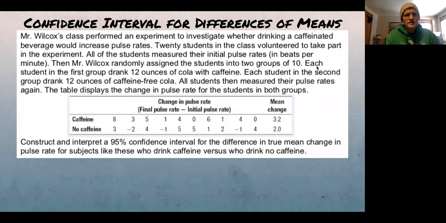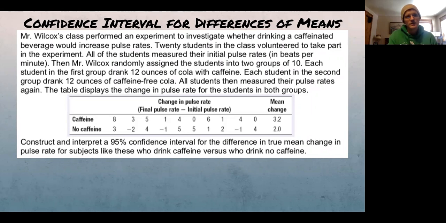Okay, so here's our scenario. Mr. Wilcox's class performed an experiment to investigate whether drinking a caffeinated beverage would increase pulse rates. 20 students in the class volunteered to take part in the experiment. All the students measured their initial pulse rates in beats per minute. Then Mr. Wilcox randomly assigned the students into two groups of 10. Each student in the first group drank 12 ounces of cola with caffeine. Each student in the second group drank 12 ounces of caffeine-free cola. All students then measured their pulse rates again. The table displays the change in pulse rate for the students in both groups.